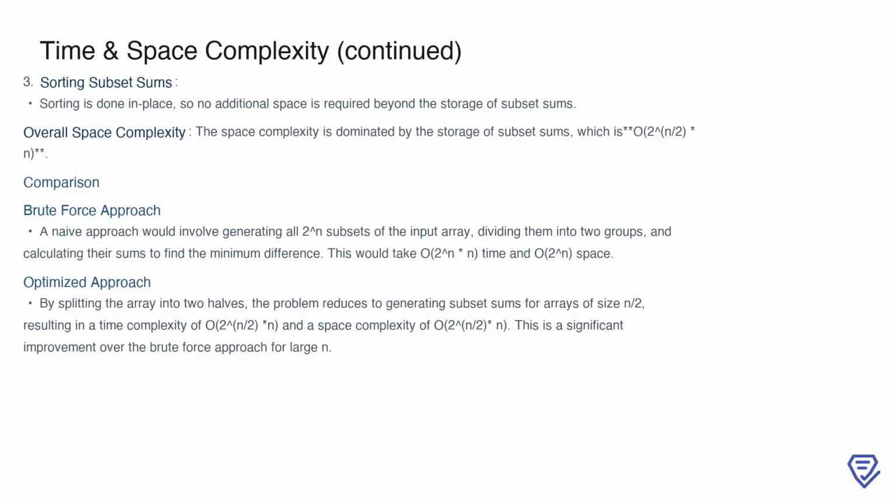Comparing this optimized approach to a brute force method is insightful. A naive solution would involve generating all 2^n subsets of the input array, dividing them into 2 groups, and calculating their sums to find the minimum difference. This would result in a time complexity of O(2^n * n), and a space complexity of O(2^n). By splitting the array into 2 halves and focusing on arrays of size n/2, the optimized approach reduces the time complexity to O(2^(n/2) * n), and the space complexity to O(2^(n/2) * n), which is a significant improvement for large input sizes.